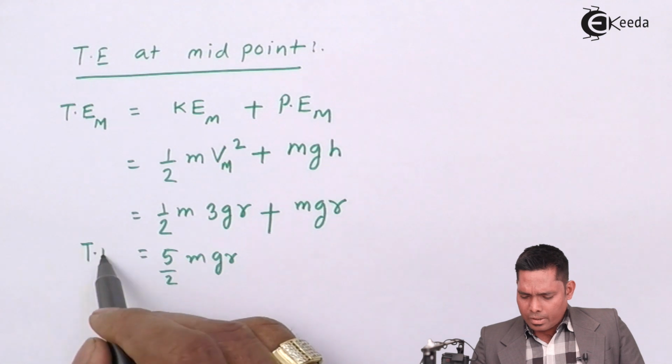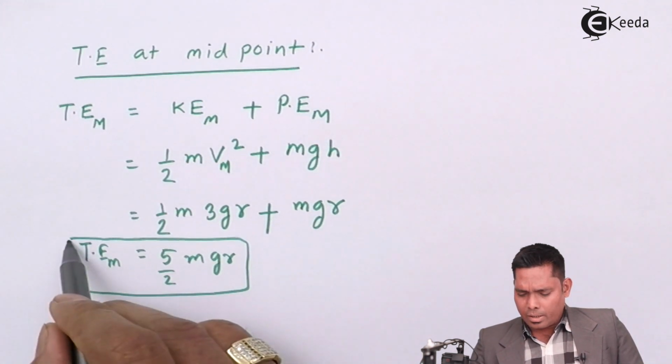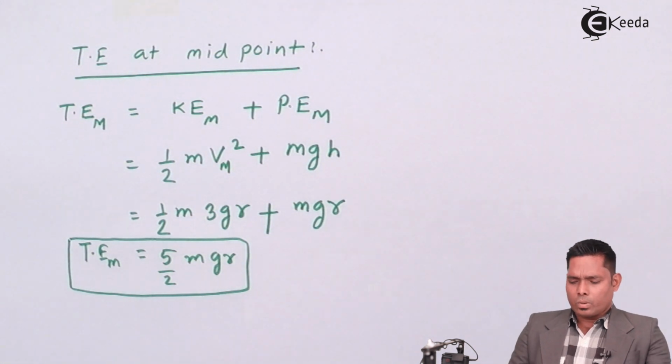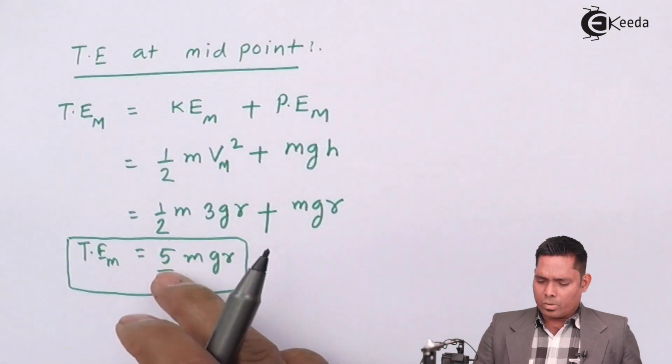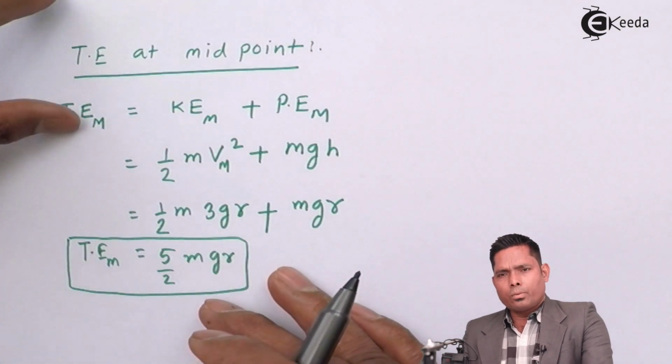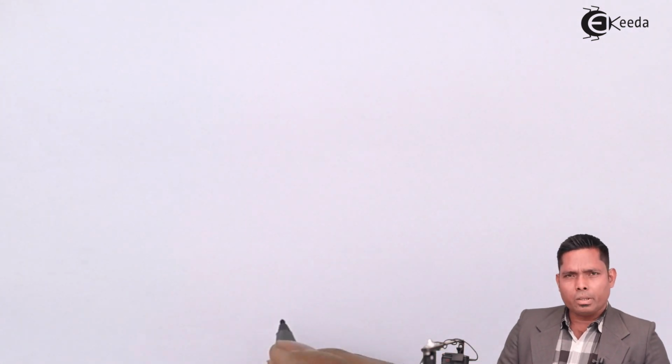So the total energy at the midpoint is no different from the total energy at the highest point. The total energy at the highest point was 5 by 2 mgr, and here also 5 by 2 mgr. If you find the total energy at the lowest point, then also it will be that.